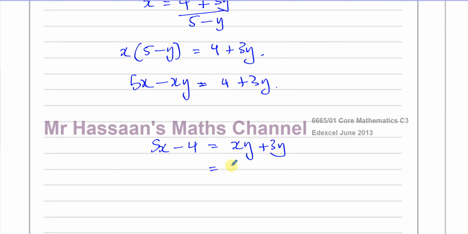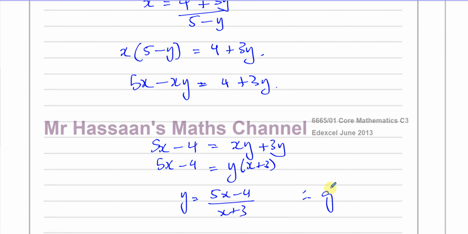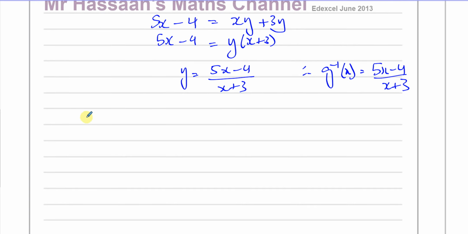So I'm going to make y the subject. I'll take out y as common. So this is 5x minus 4, and this is y times x plus 3. Then I can divide both sides by x plus 3. So we end up with y equals 5x minus 4 over x plus 3. So we can say the inverse function of g of x is equal to 5x minus 4 over x plus 3. Now, that is the answer.